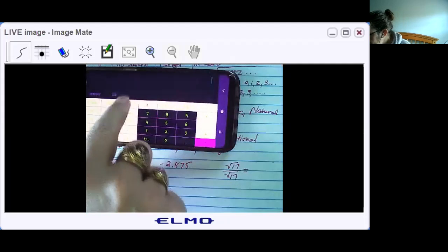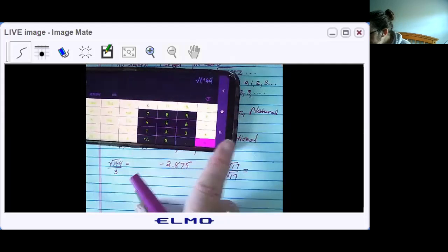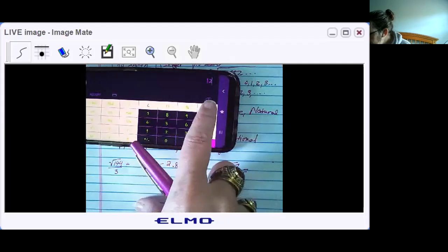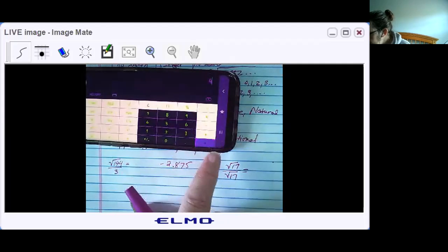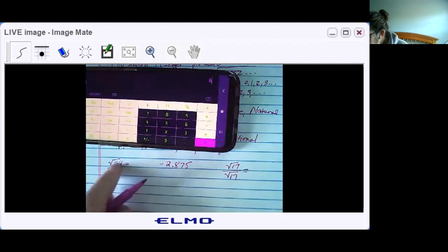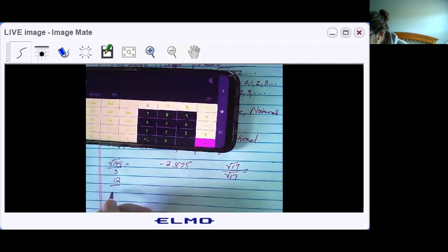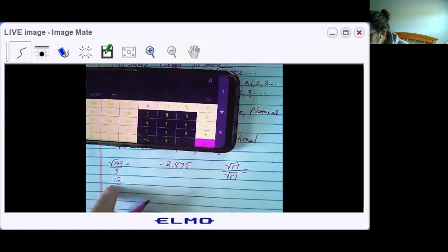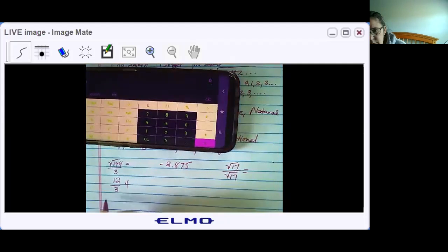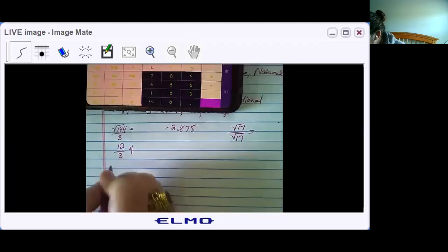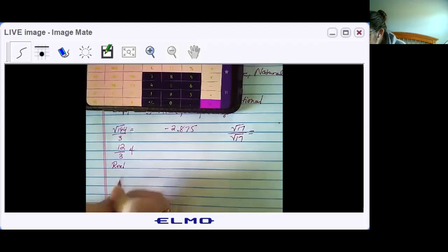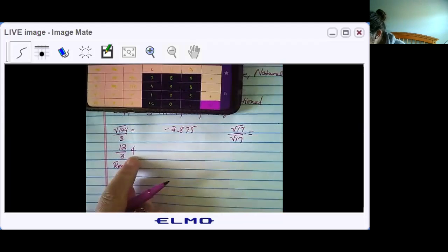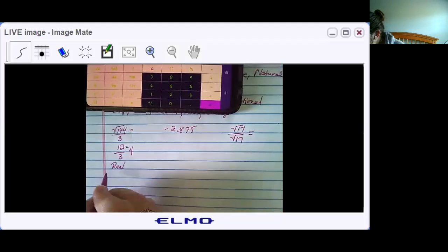So let's look at this. I have the square root of 144. Then I'm going to divide that by 3, and I get 4. The square root of 144 is 12, and 12 divided by 3 is 4. Well, let's look at this. We know this is a real number because every number is a real number. Well, it ended. So it has an end, which means it's rational.